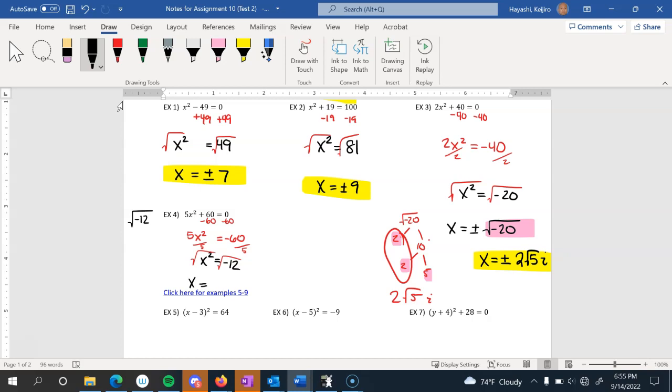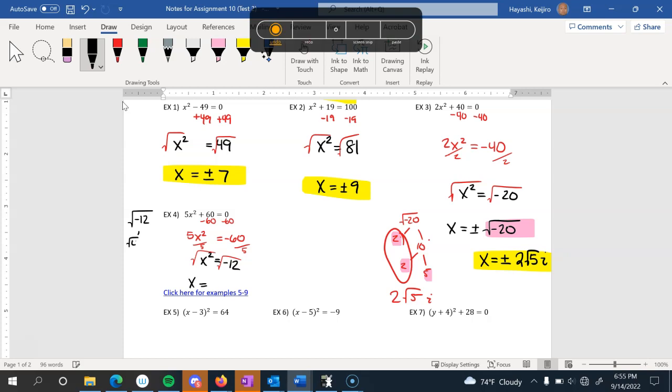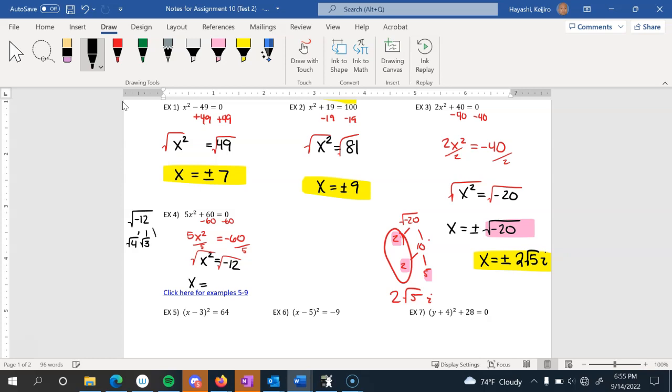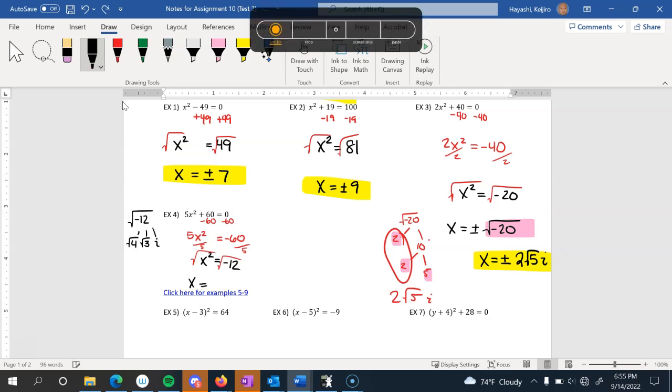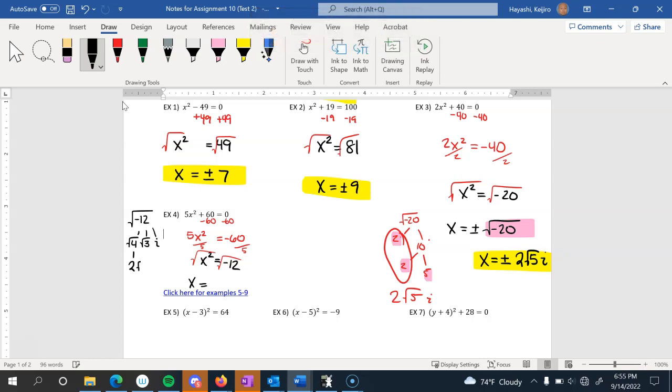Right? Yes. So you would split it up into 4 and the square root of 3. You can definitely write the factors in whatever order you want. So 2 square root of 3 i. Or 2i square root of 3. However you like. Just don't forget the plus or minus.